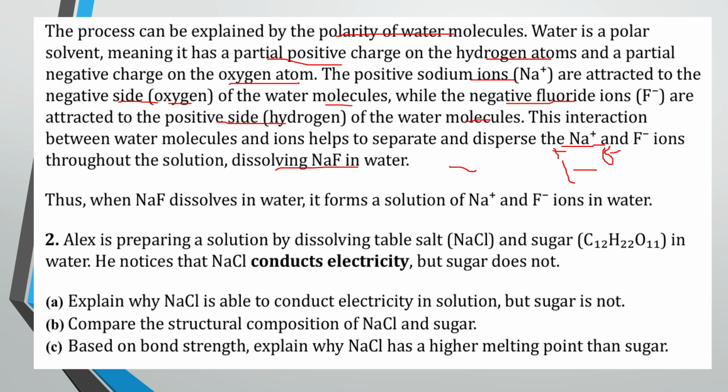Now in question 2, Alex is preparing a solution by dissolving table salt, which is sodium chloride, and also sugar, which is glucose, and notices the following. One, it notices that sodium chloride conducts electricity, but glucose or sugar does not. So in task 1, you are going to explain why sodium chloride is able to conduct electricity in solution, but sugar can't. Then in part B, we are going to compare the structural composition of sodium chloride with sugar. And then in part C, based on bond strength, we are going to explain why sodium chloride has a higher melting point than sugar.